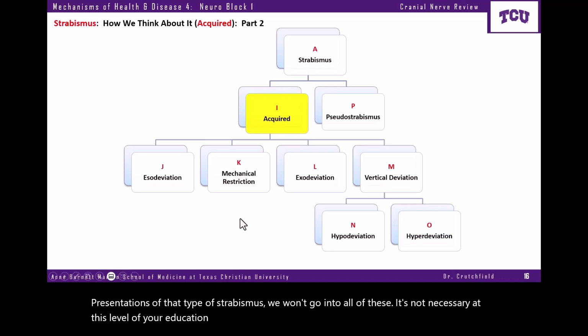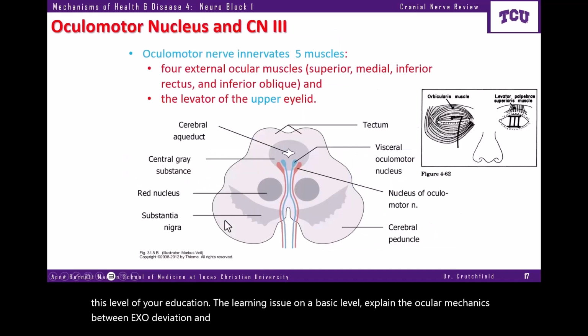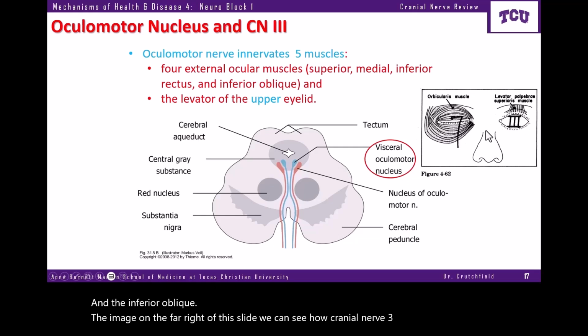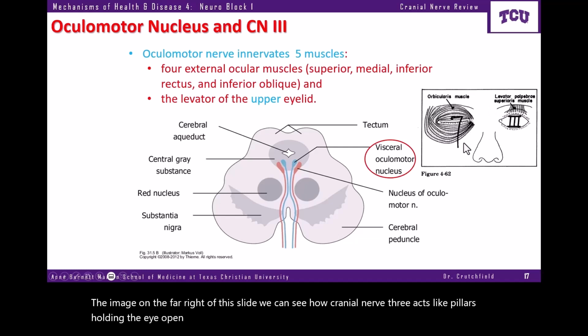The learning issue, on a basic level: explain the ocular mechanics between exodeviation and esodeviation of the eye. Cranial nerve 3 is purely a motor nerve. It innervates 5 muscles: the superior, inferior, and medial rectus muscles of the eye, and the inferior oblique. Like the image on the far right of this slide, we can see how cranial nerve 3 acts like pillars holding the eye open.